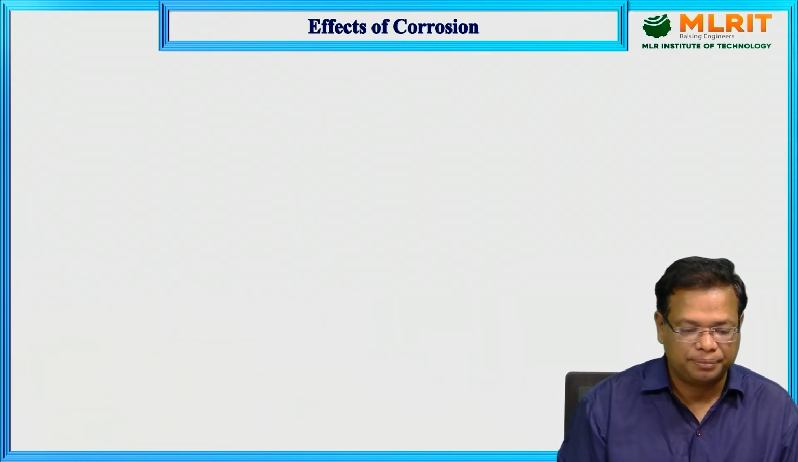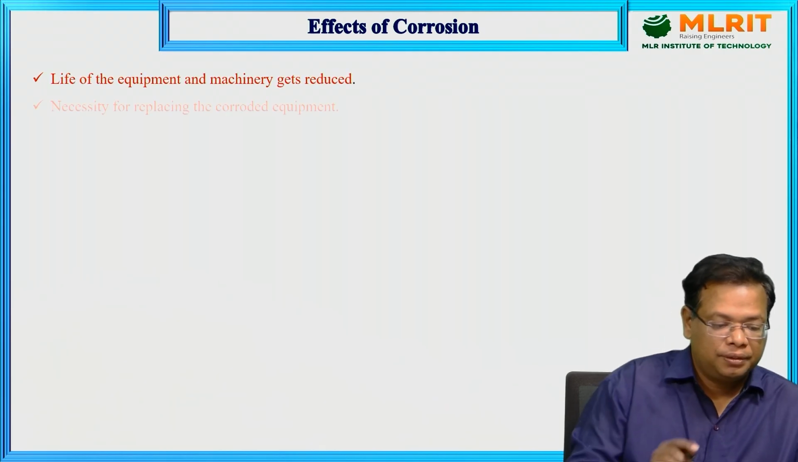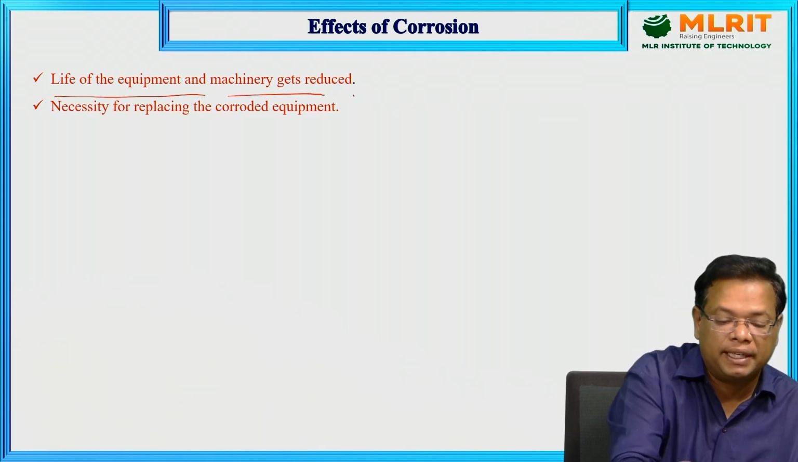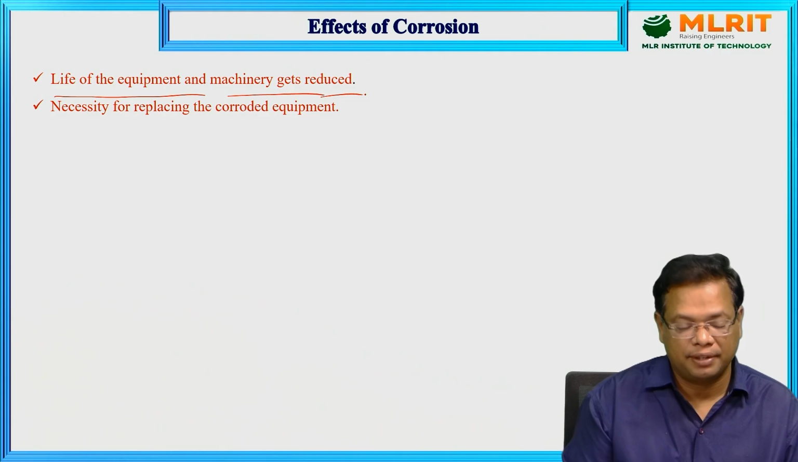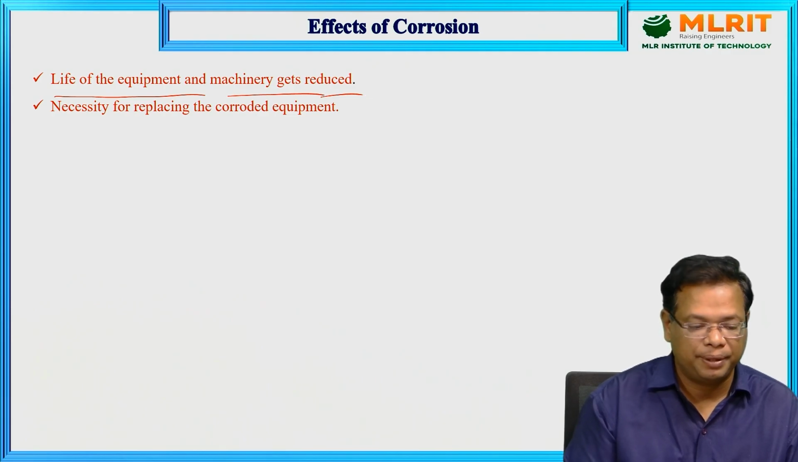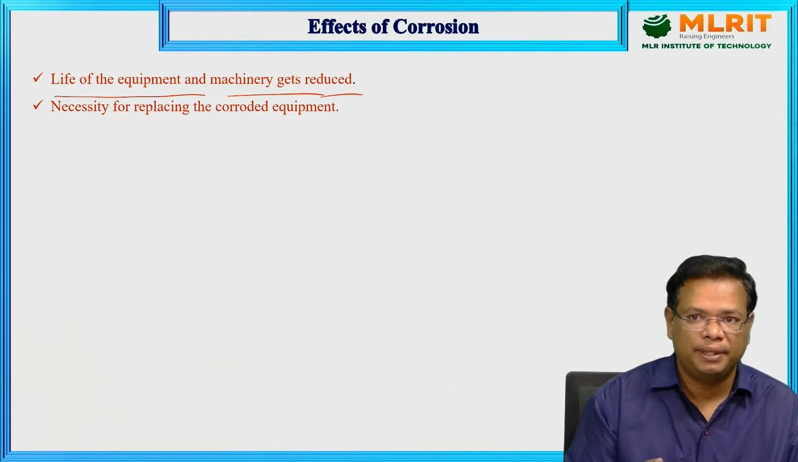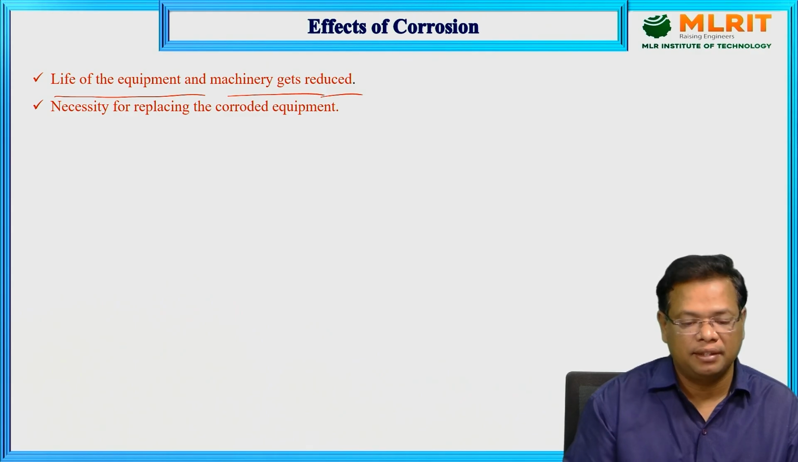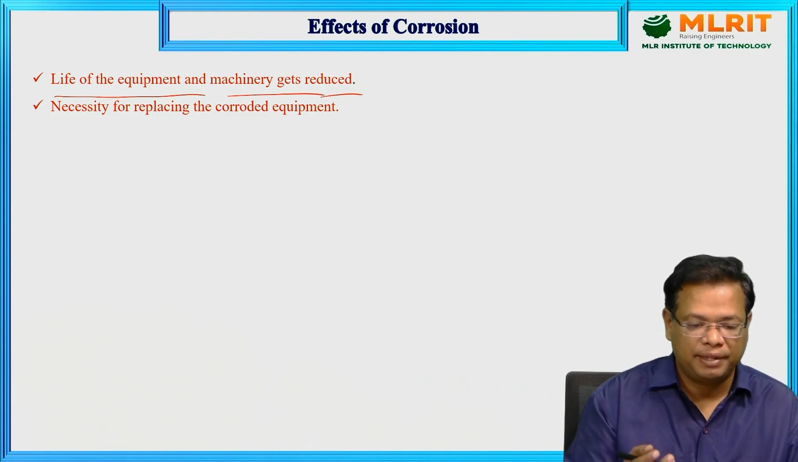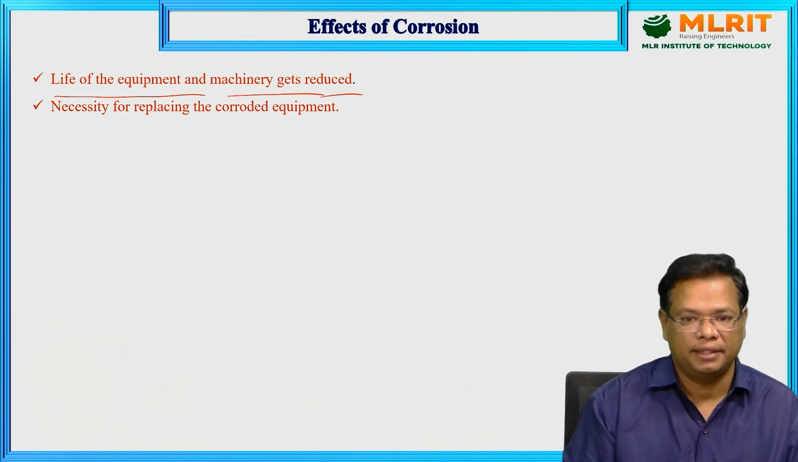Effects of corrosion. So life of the equipment and machinery gets reduced. So what are the effects of the corrosion? Because by forming the corrosion, the metal rods or plates, their lifespan will be reduced because of this rusting on their surfaces.